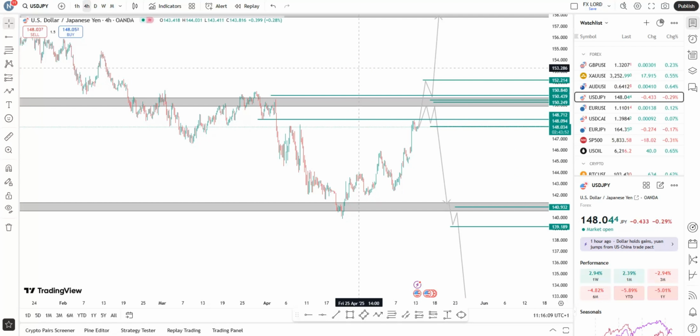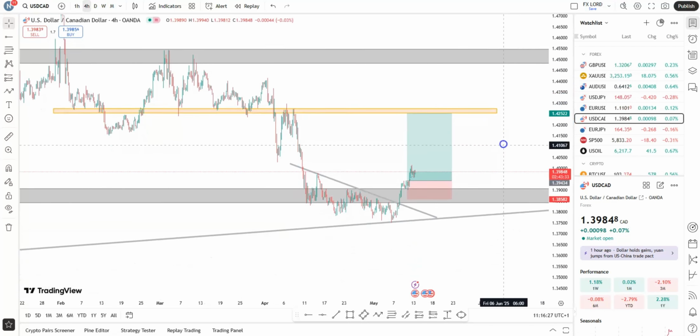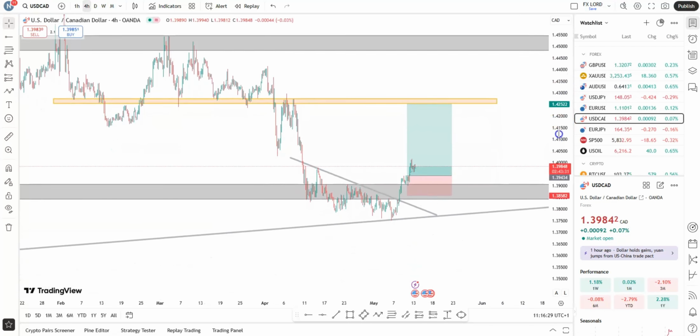The next pair we are going to be looking out for on our chart is USD CAD. We are looking out for USD CAD right now. So let's go to USD CAD. Where's USD CAD? All right, this is USD CAD here right now. Okay, sorry, there are pretty much drawings on my chart right now.